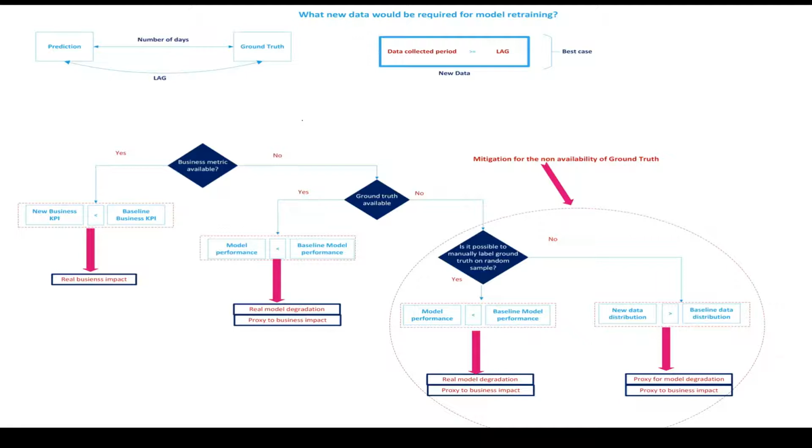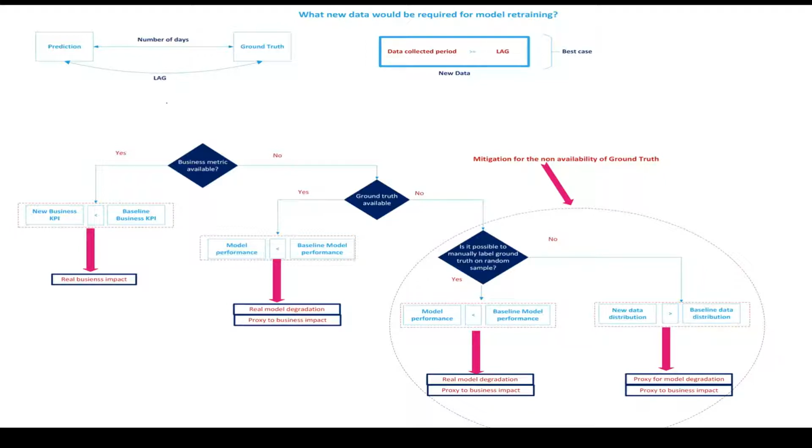Once you deploy any machine learning model in production, the next most important activity in the entire machine learning pipeline is about model retraining activity. But now the question comes, what new data would be required for model retraining activity? Because in order to perform model retraining activity, we need new data. And in new data, we need observations plus ground truth, right? Because otherwise we won't be able to perform any model retraining activity.